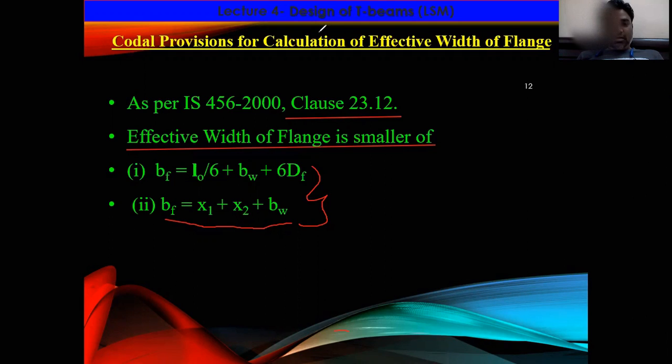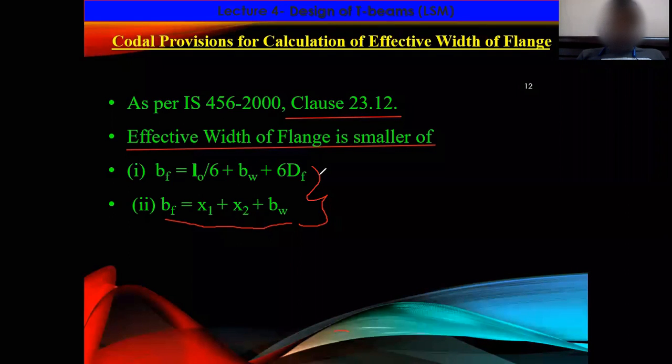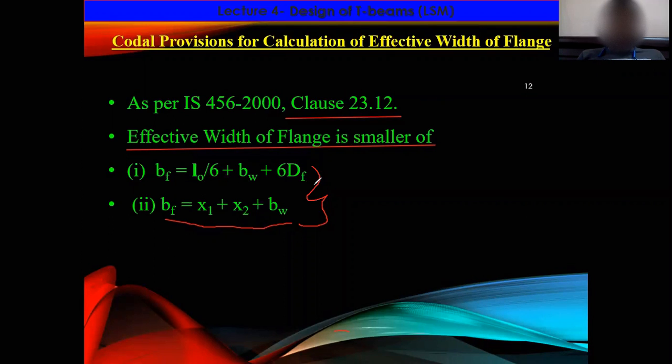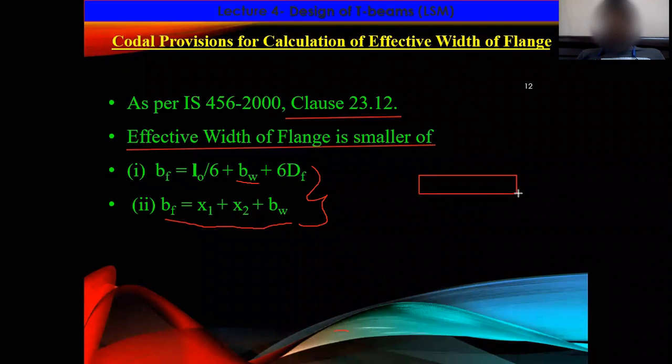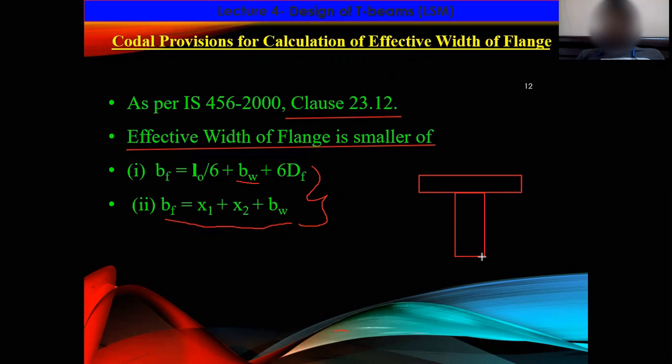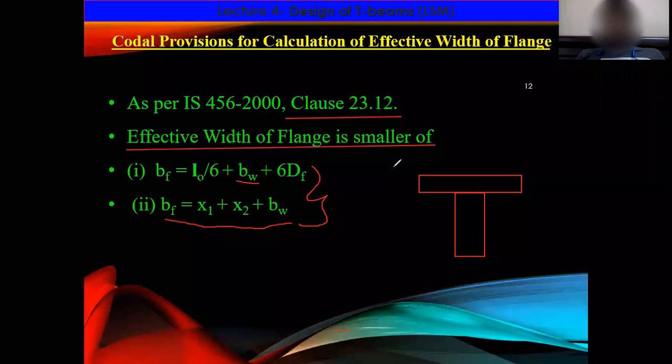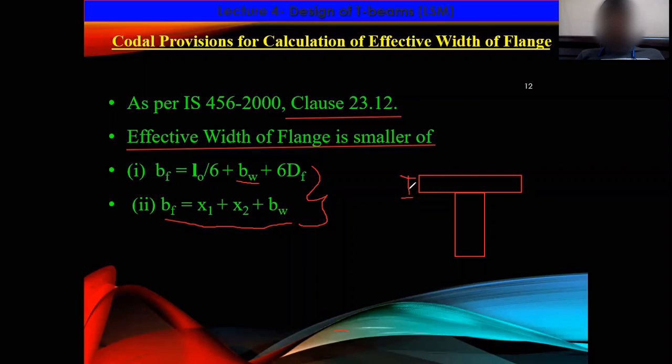So what is L0 and Df for T beams? bw is known, that is the width of the beam. And what is capital Df? Capital Df is the thickness of the flange, as already given in the IS code book. That means, suppose this is your T section, I am roughly drawing it. This is your T section. Df is nothing but this one. The thickness of the flange is called Df, right?